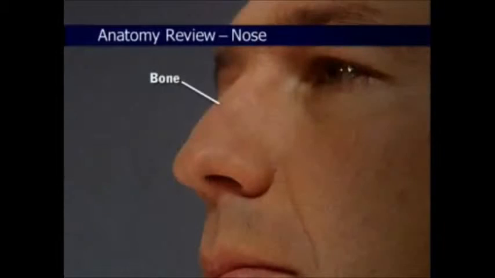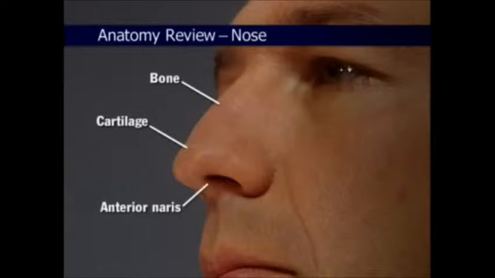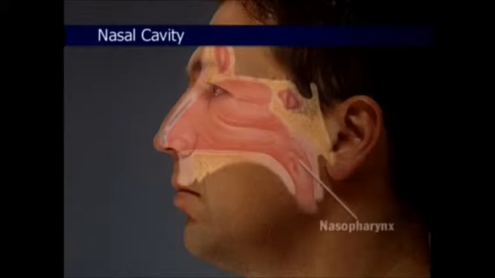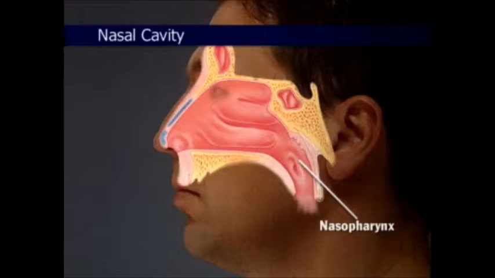With the patient's health history in mind, you are now ready for the examination. Before beginning, let's review the anatomy of the nose. Approximately the upper third of the nose is supported by bone, the lower two-thirds by cartilage. Air enters the nasal cavity by way of the anterior nares, passing on either side through widened areas known as the vestibules. Air then passes through the narrow nasal passages to the nasopharynx.